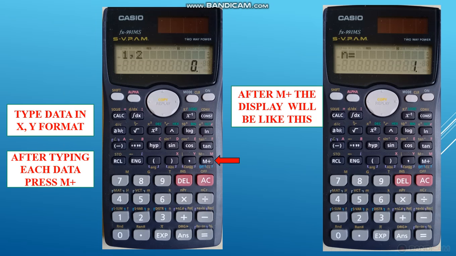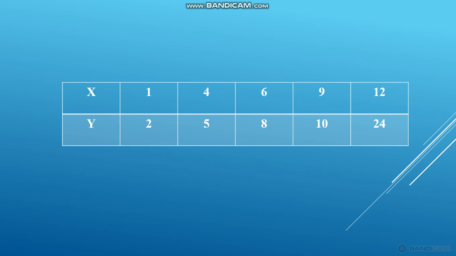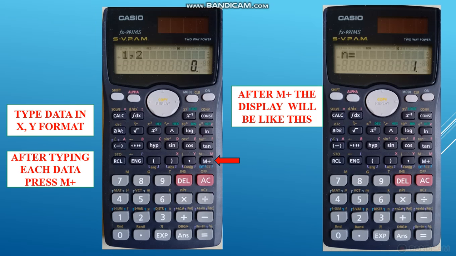After pressing M plus, the display will show n is equal to 1. The meaning of this is you have entered the first data. Here the first data in the question is 1 comma 2, that is x1 comma y1. So you type 1 comma 2 M plus, and in the display you will get n is equal to 1.